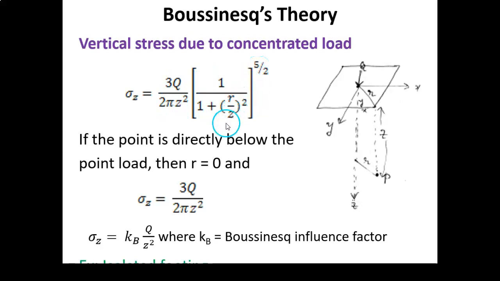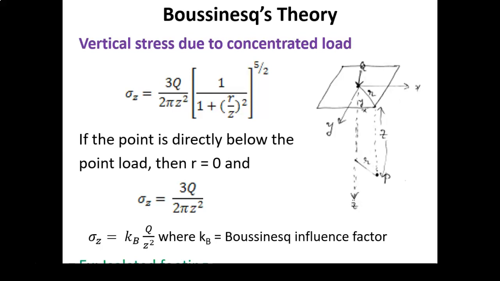If the point is directly below the point load, then the radial distance is 0. So in this case, sigma z equal to 3Q by 2 pi z squared, because when r equal to 0, this entire term will become 1. This equation can also be written as sigma z equal to K_B into Q by z squared, where K_B is the Boussinesq influence factor, the values of which are available in the form of a table for various r by z ratios.